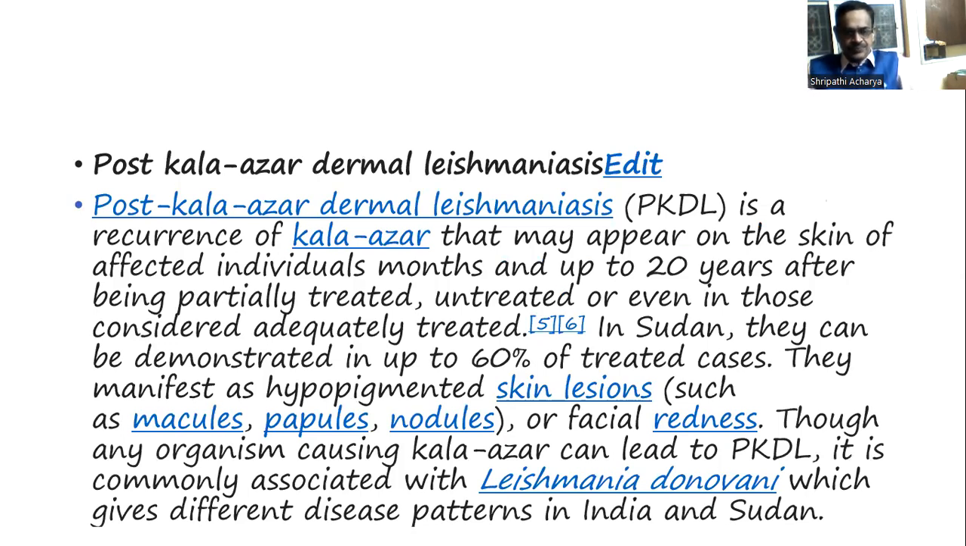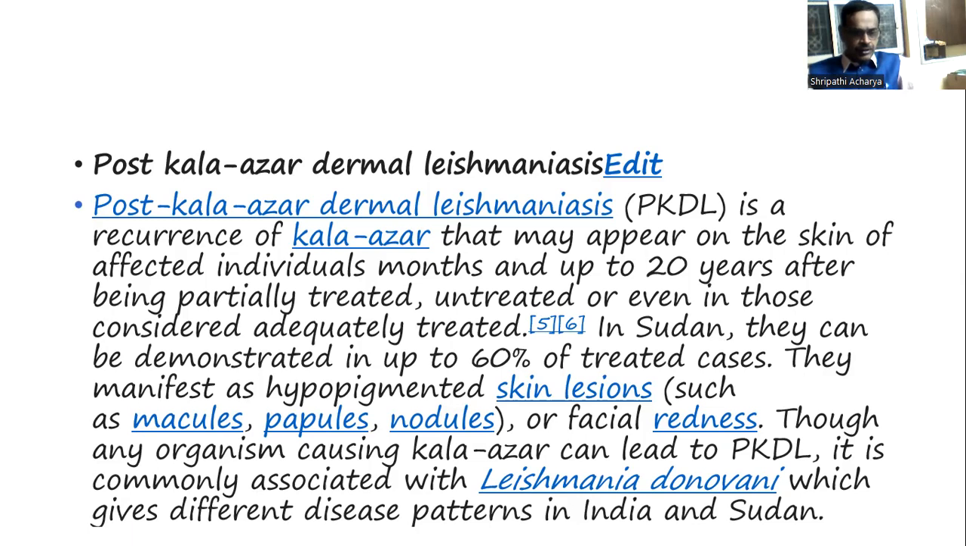Post-Kala-Azar dermal leishmaniasis is a recurrence of Kala-Azar that may appear on the skin of affected individuals months and up to 20 years after being partially treated, untreated, or even in those considered adequately treated. In Sudan, they can be demonstrated in up to 60% of treated cases. They manifest as hypopigmented skin lesions such as macules, papules, nodules, or facial redness.